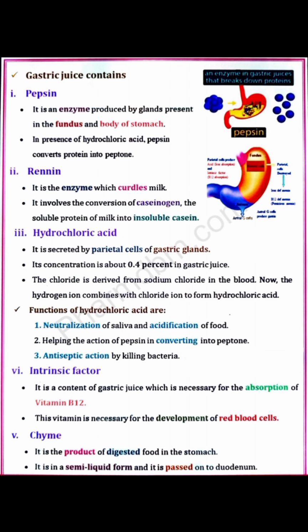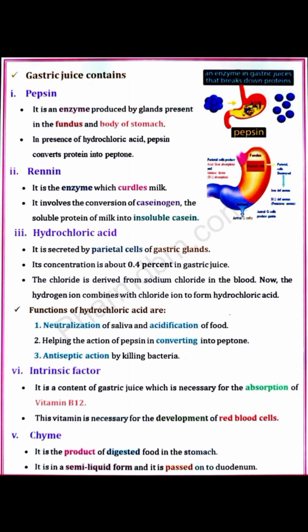First one, pepsin. It is an enzyme produced by the glands present in fundus and body of stomach. In the presence of hydrochloric acid, pepsin converts protein into peptone. Second one, renin. It is an enzyme which curds milk. It involves the conversion of caseinogen, the soluble protein of milk, into the insoluble casein.